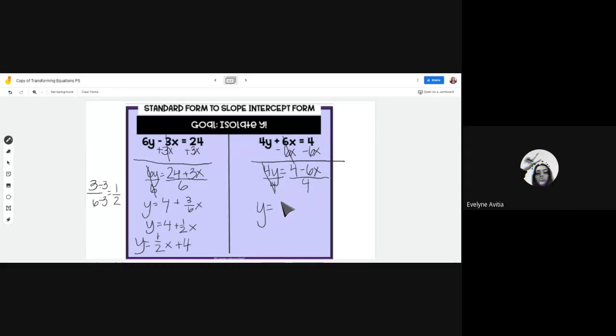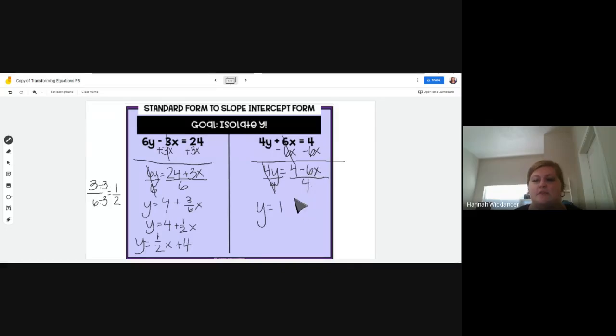So those 4's cancel and I'm left with y equals 4 divided by 4, which is 1. And then I have 6 over 4, so I'm going to leave that and then simplify my fraction. You can leave it like this, but we like to put everything in simplest form. So 6 over 4, I know that 2 goes into both of those numbers because they're even. So 6 divided by 2 gives me 3, and 4 divided by 2 is 2. So I have y equals 1 minus 3 over 2x. And then I'm just going to flip my terms so that it's y equals mx plus b.